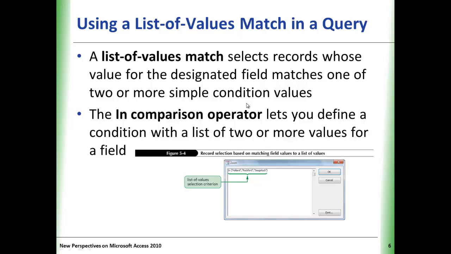An in allows us to more easily negate a criteria. So instead of saying not equal to Bellevue, not equal to Redmond, not equal to Issaquah, not equal to North Bend, we can say not in Bellevue, Redmond, Issaquah, North Bend. So you'll see how powerful the in comparison operator is.